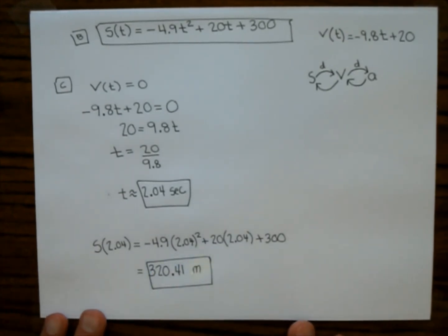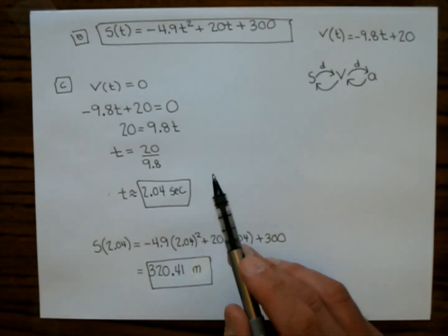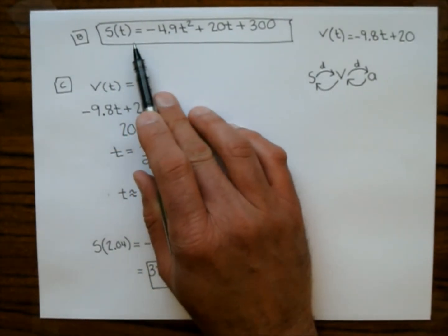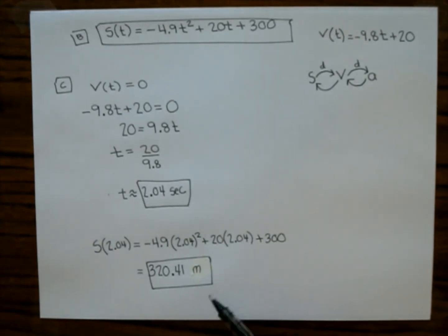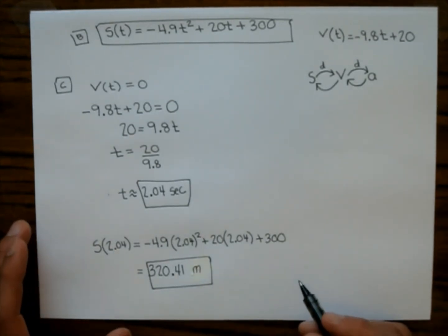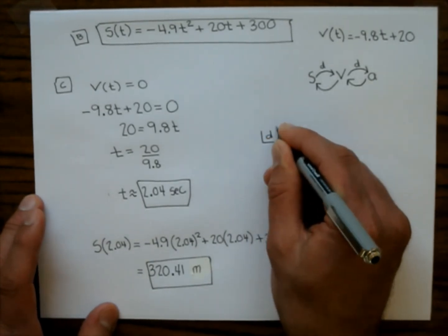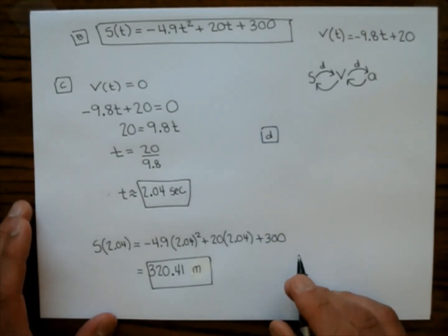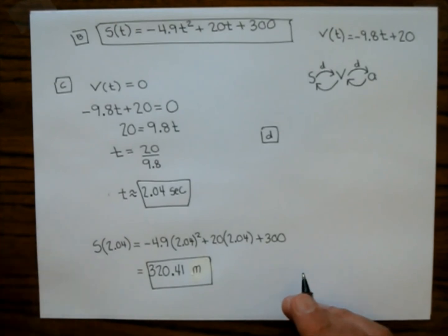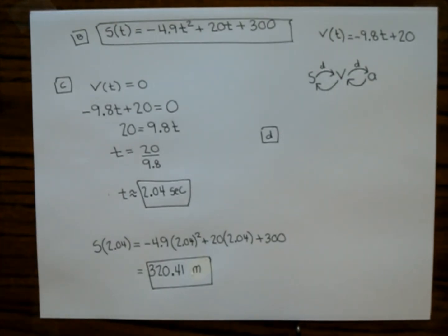Okay, so that answers part C. Now these are problems I think we've done before. When we started off with the position function, we probably asked what is the highest, but it's good to go over this again. I mean, this is an important thing. Okay, part D asks, find the time when the object strikes the ground.